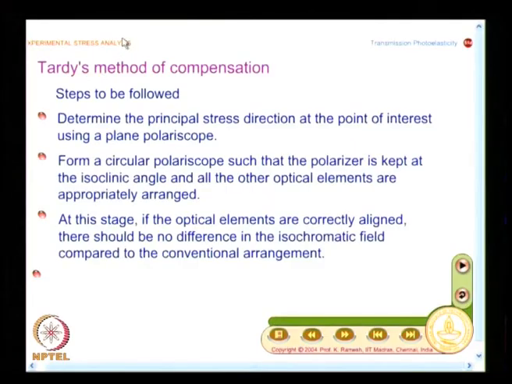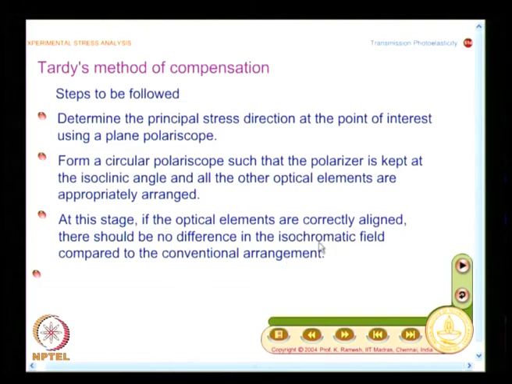And as in any compensation technique, you will have to find out the principal stress direction at the point of interest using a plane polariscope. Your interest is only to find out fringe order n, but you also have to find out theta. The second step is I have to form a circular polariscope such that the polarizer is kept at the isoclinic angle and all the other optical elements are appropriately arranged. And if you do not align the elements properly, there would be distortion in the isochromatic field.